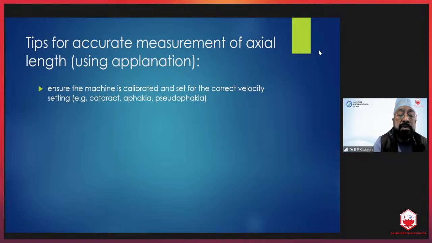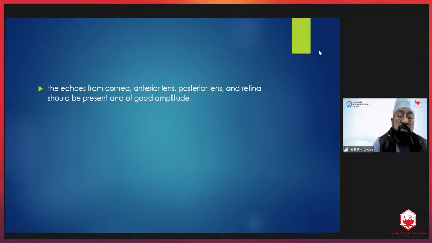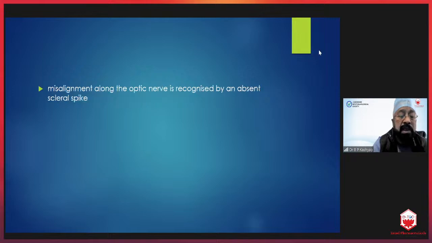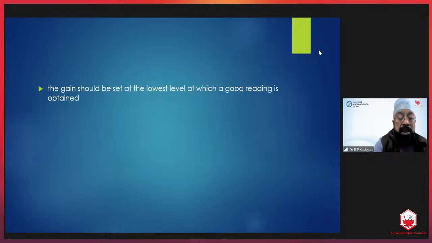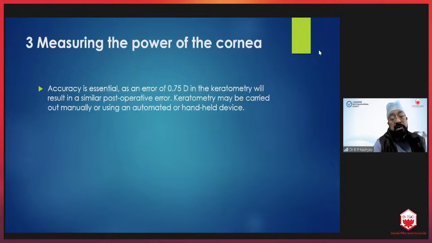So in short, ensure the machine is calibrated and set for the correct velocity, be it for the phakic, that is cataractous patient, or aphakia, or pseudophakia, or silicone oil-filled eye. And the echoes from all the places should come: from the cornea, the anterior capsule, the posterior lens capsule, and the retina. They should be present and in good amplitude. The misalignment can be identified if the scleral spike is absent. The gain should be the lowest to start with, and you can keep on increasing it if the density of the cataract is high. And the accuracy is very, very essential. Even an error of 0.75 diopters in keratometry will matter a lot, and it gives you a difference in IOL power calculation.